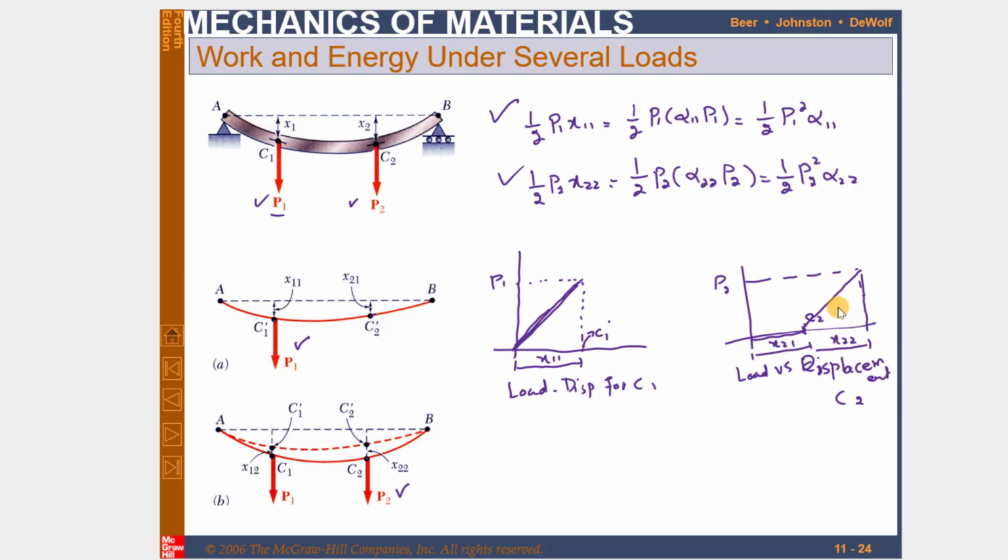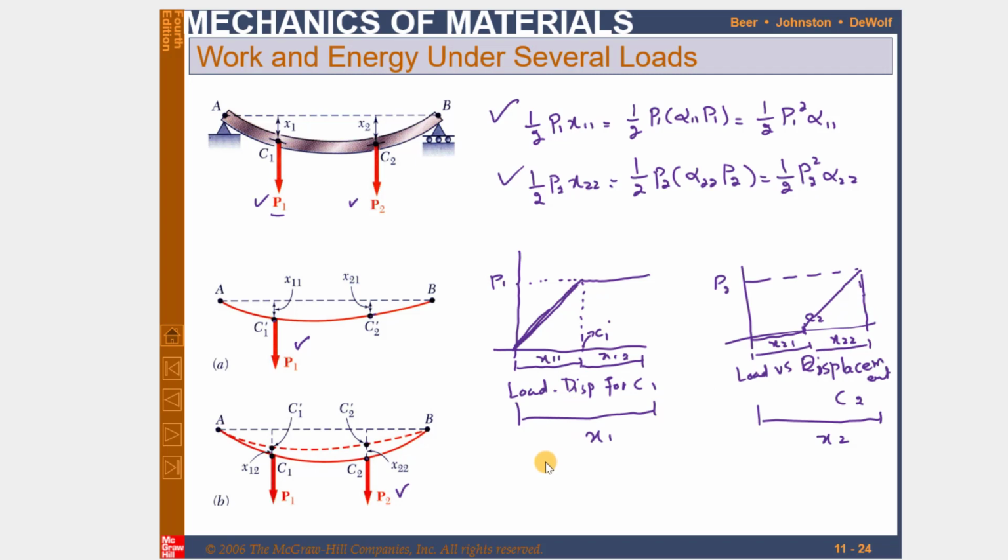Clear? And again there will be a displacement. This C1 dash will further move by x12, due to the load of P1. So the total displacement at C1 is x1, and the total displacement at C2 is x2. Now you can see x1 is equal to x11 plus x12, and x2 is equal to x21 plus x22. Clear?